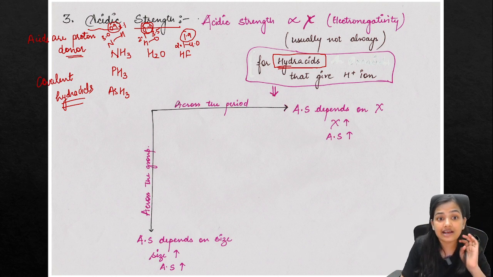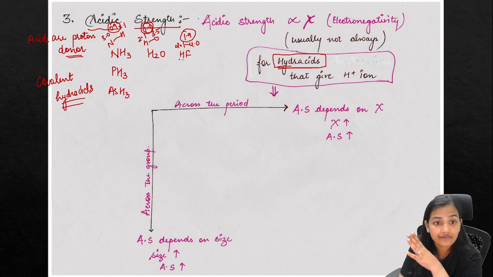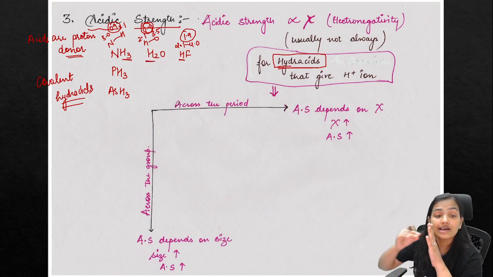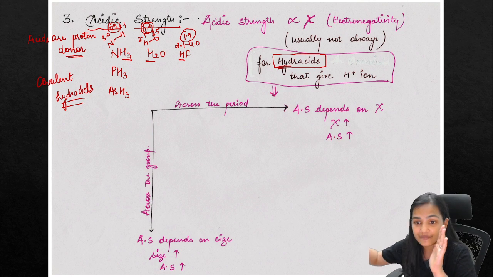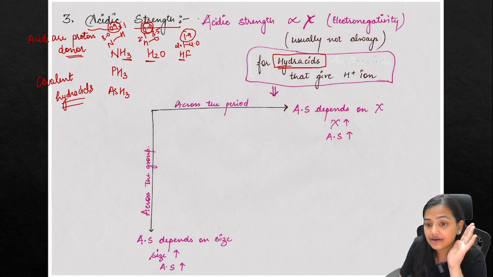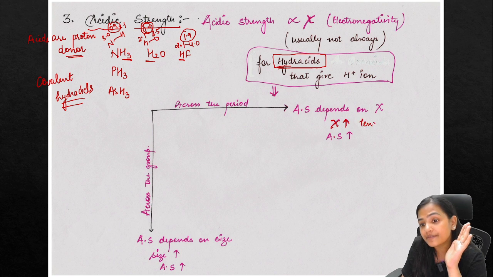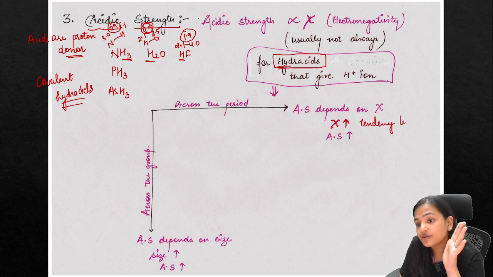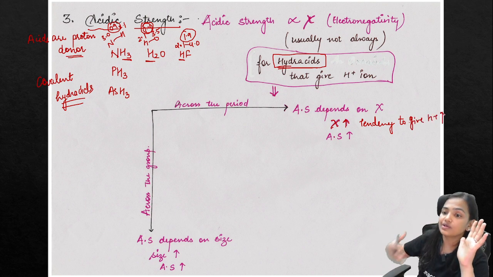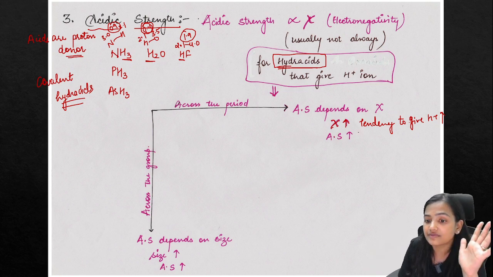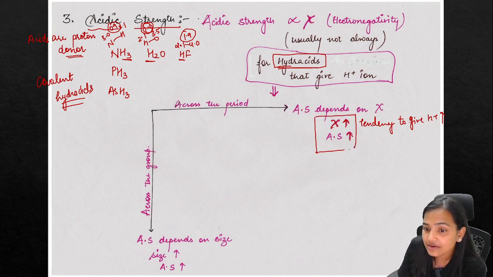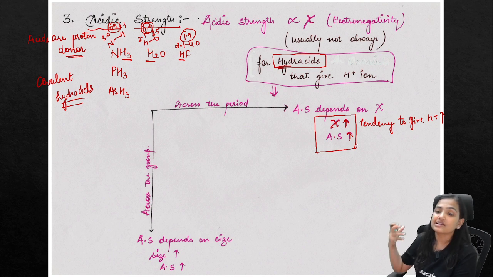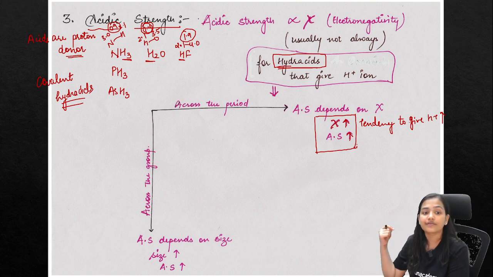So we can see that as the electronegativity of the element increases with respect to hydrogen, the tendency to give the proton increases. The tendency to give H positive increases, and therefore the acidic strength increases. So ultimately we got a relationship: as the electronegativity increases, the acidic strength increases. This is what we can apply.